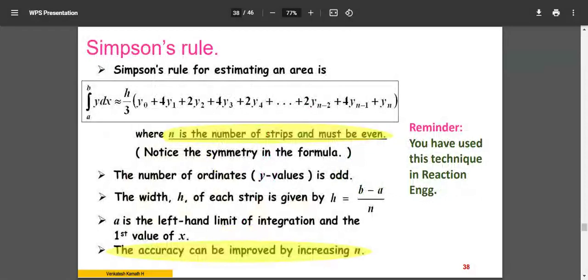Then Simpson's rule. Here again it is used for estimating the area. It is done numerically, which means you have a tabulated value. Earlier it was a graphical representation; now it is just numbers on paper, a numerical method. Here you have an equal interval between x1, x2, x3. The interval between the x's is the same, and we call it h.